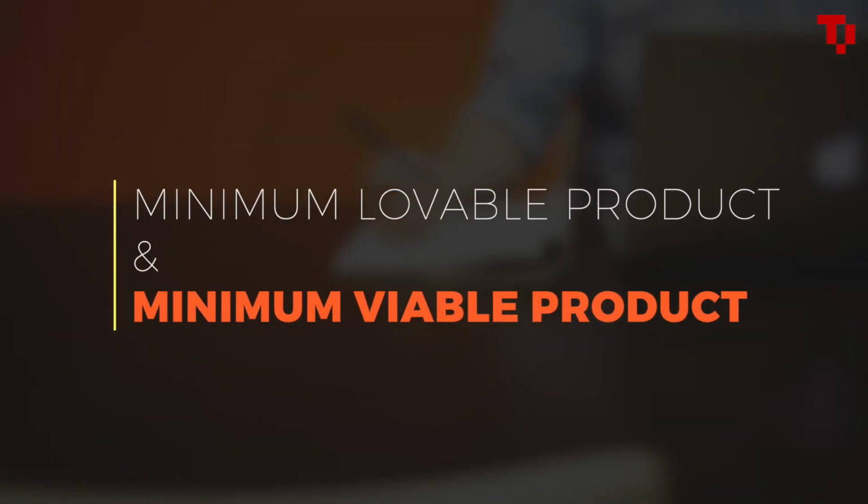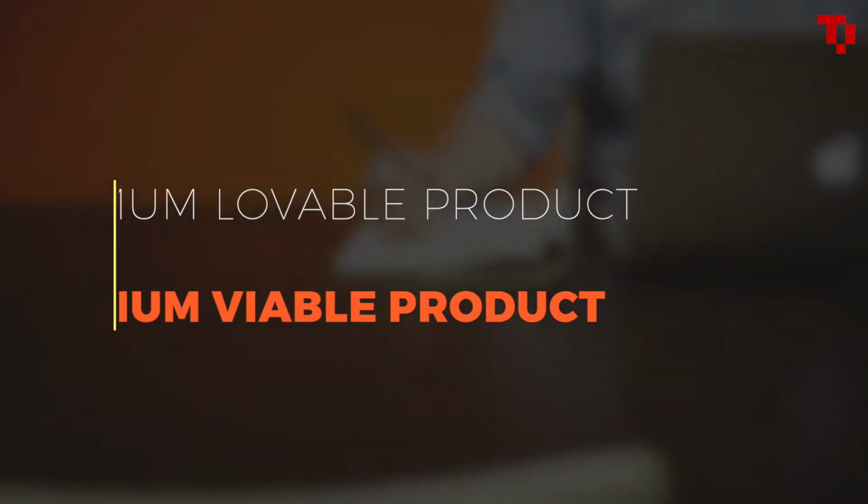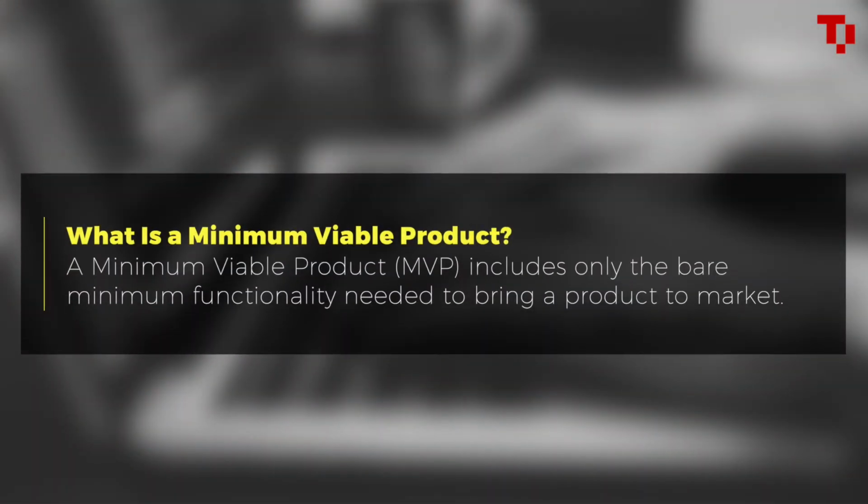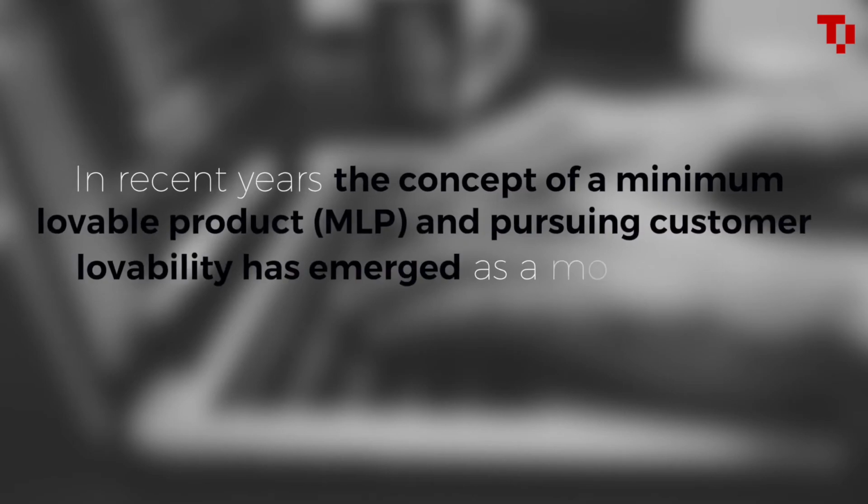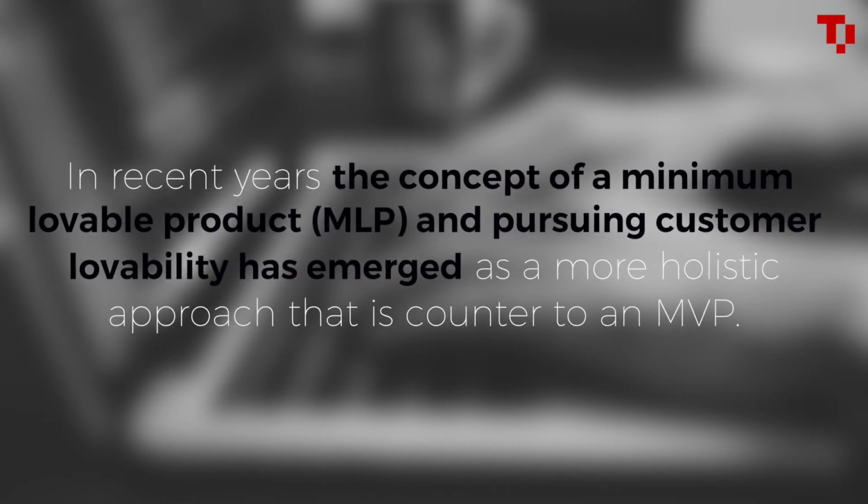In this video, we'll talk about minimum lovable product and minimum viable product. But first, what is a minimum viable product? A minimum viable product or MVP includes only the bare minimum functionality needed to bring a product to the market. That is why in recent years, the concept of a minimum lovable product or MLP and pursuing customer lovability has emerged as a more holistic approach that is counter to an MVP.